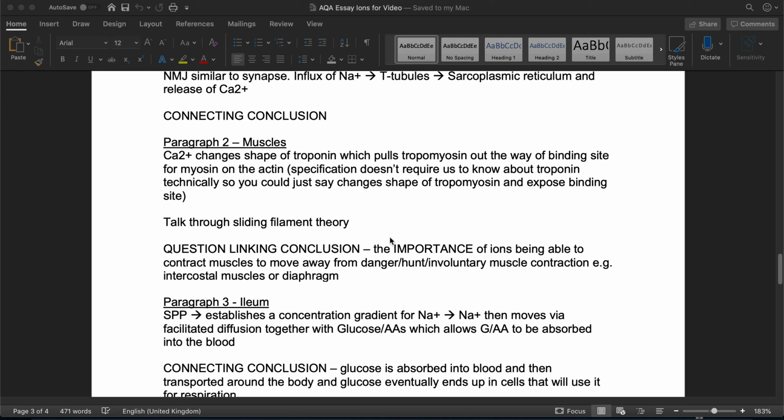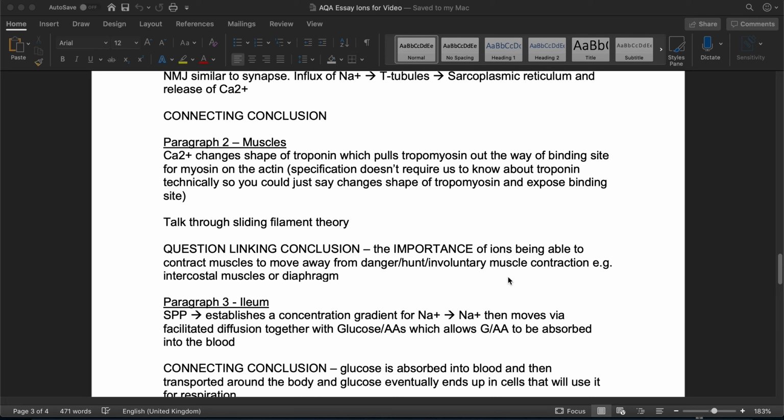You've got to acknowledge what the question's asking. You've got to acknowledge that they're asking about the importance of ions in relation to biology. And I've just gone for this particular direction, talking about by contracting muscles, we can avoid danger, hunt, or even muscle contraction of involuntary muscles like the diaphragm or the intercostal muscles, which obviously allows us to breathe. Those are some of the examples I'd go for personally, but you might think of another reason that muscle contraction is so important.